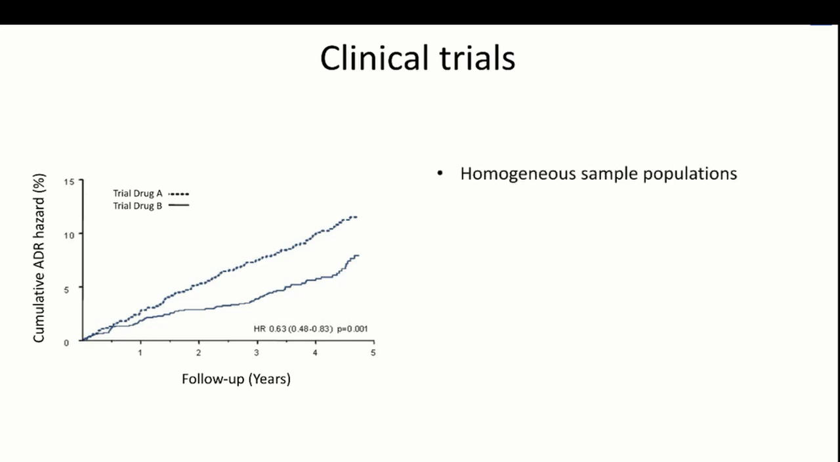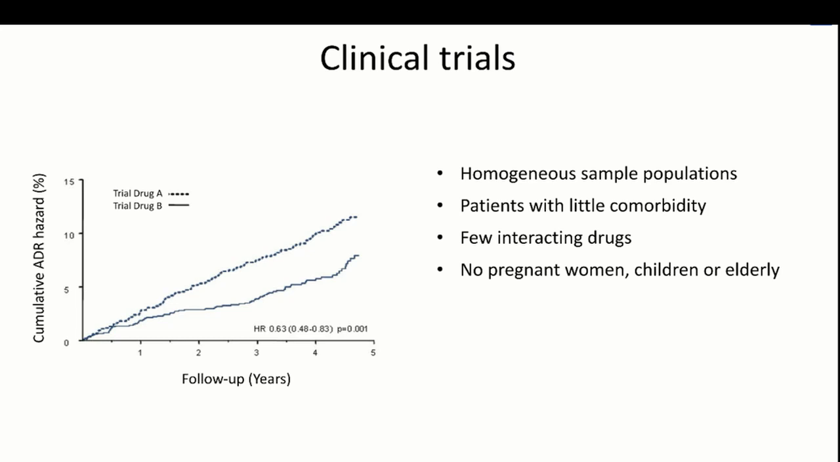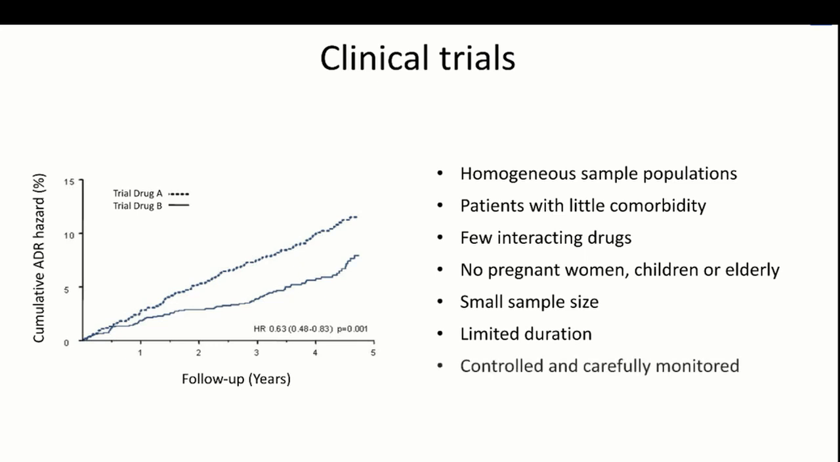The trials usually include homogeneous sample populations with little of the variation that would be found in the real world. Few of the patients have significant comorbidities. Few are taking many potential interacting drugs. Most trials exclude specific groups such as pregnant women, children, and elderly people. The sample size may be too small to detect relatively rare events. The trials are often of limited duration, precluding the discovery of long-term consequences such as cancer. Lastly, clinical trials are usually conducted in very controlled conditions and are unable to predict the real world.